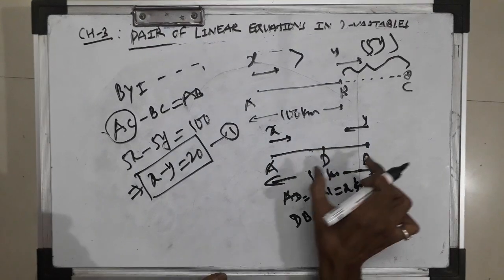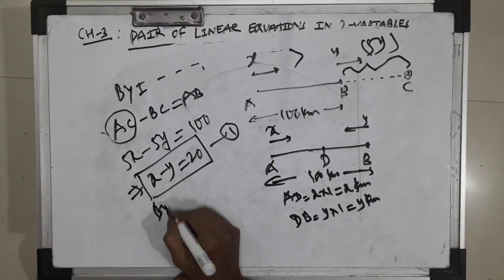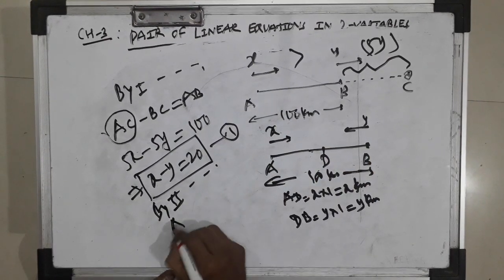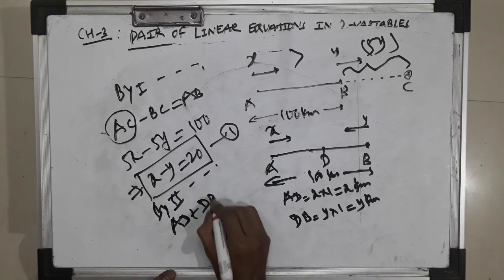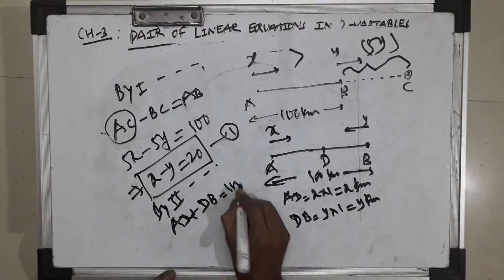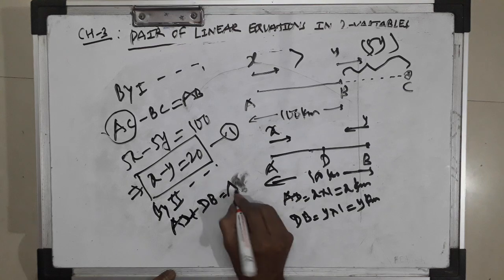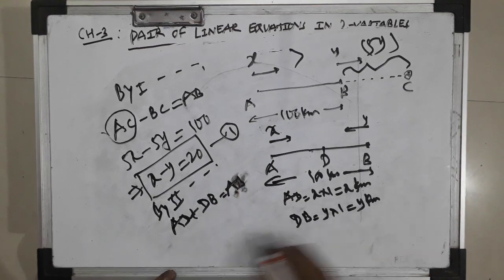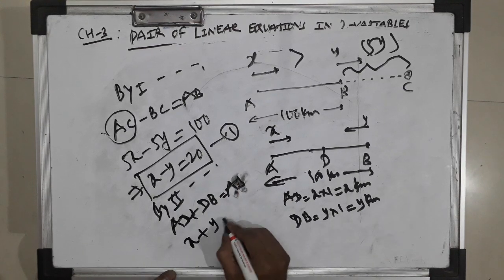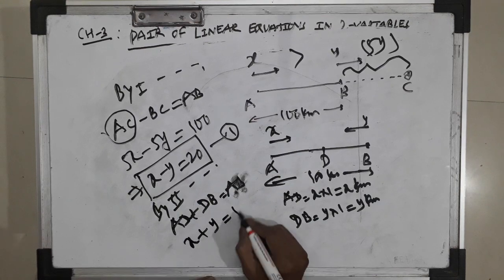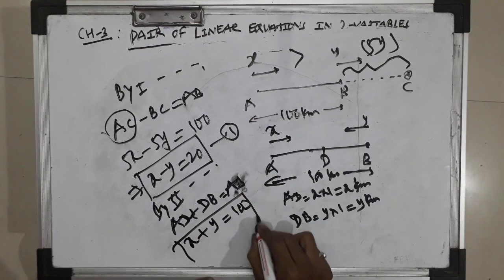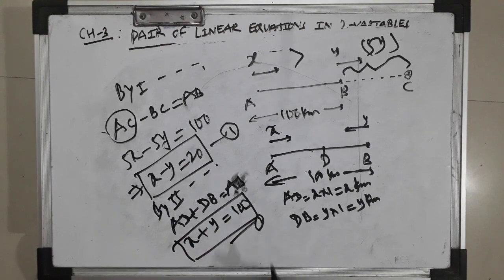What will the equation be? AD plus DB is equal to AB. By the second condition, AD plus DB is equal to 100, and 100 means that is AB. AD is x kilometer, DB is y kilometer, and the sum we can take as 100. This is the second equation. In this way we can solve these two equations.